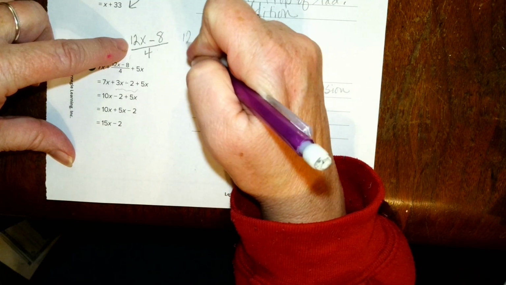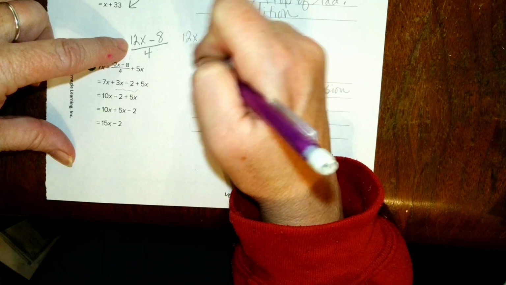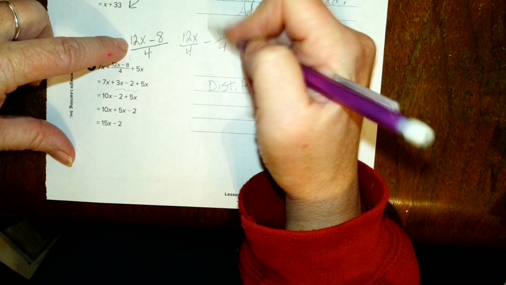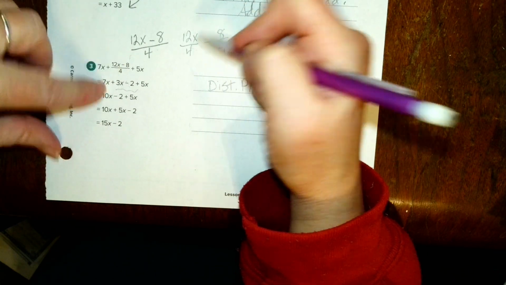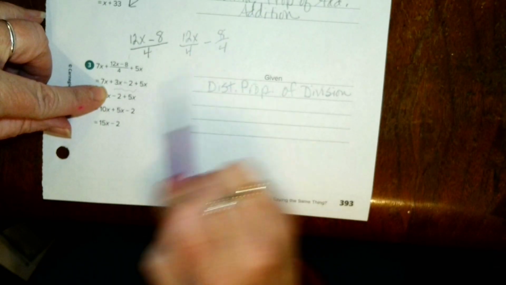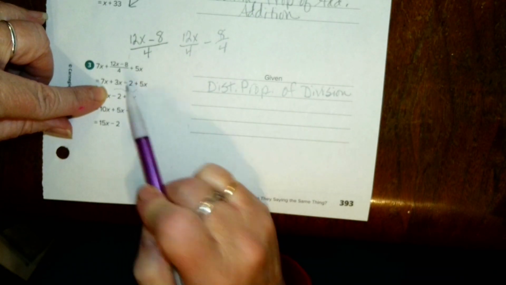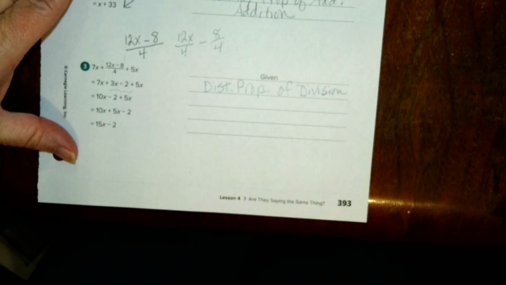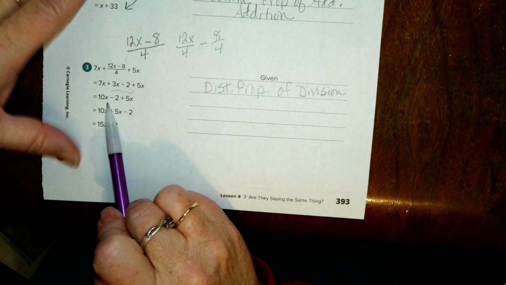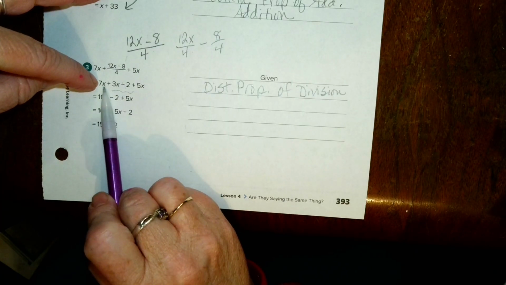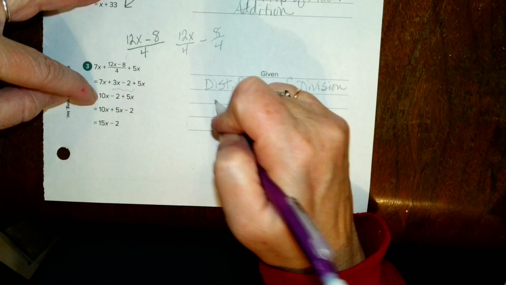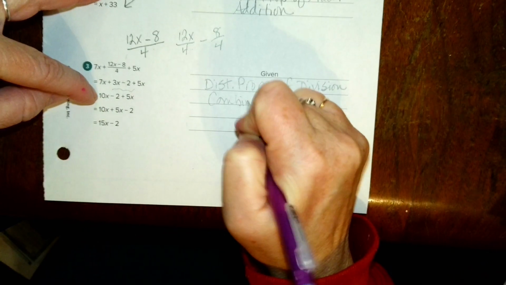So what it essentially did is 12x over 4 minus 8 over 4. 12x divided by 4 gives us the 3x, and 8 divided by 4 gives us the 2. So that's where that all comes from. And then from there, it looks like we just did 7x and 3x minus 2 plus 5x, so it looks like we combined like terms.